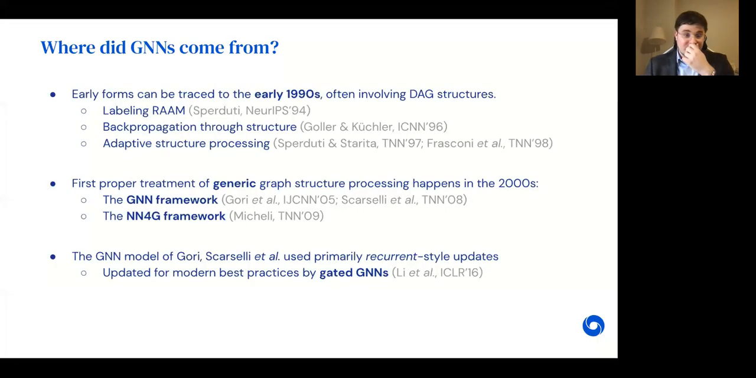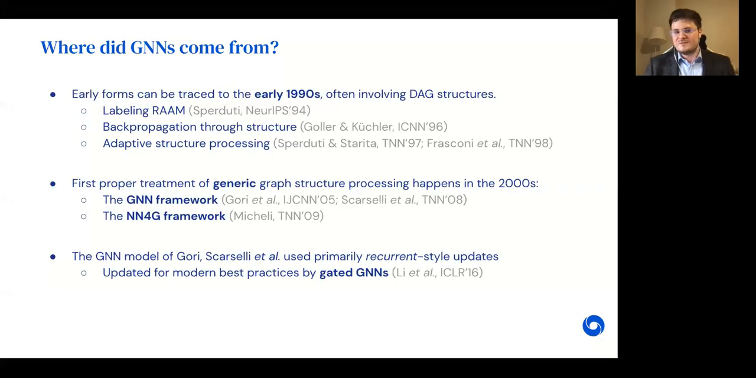Before closing off, I would like to just very quickly mention, how did we get here? Like, how did we come to this particular point? In fact, processing data on graphs is so important that early forms of graph neural networks can be traced back to the early 1990s. But they usually looked at very specific directed acyclic graph structures, and they didn't treat graphs as a first-class citizen.